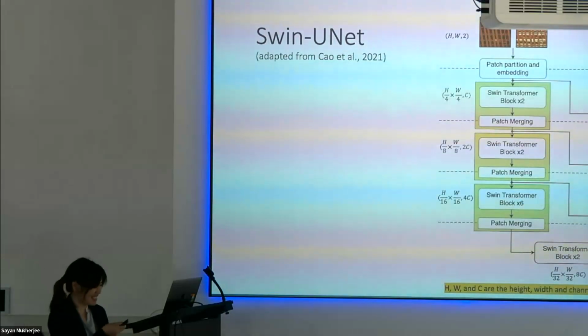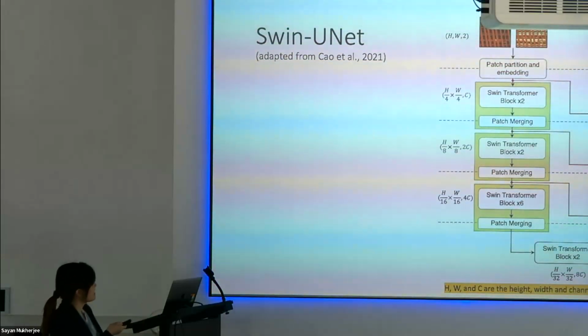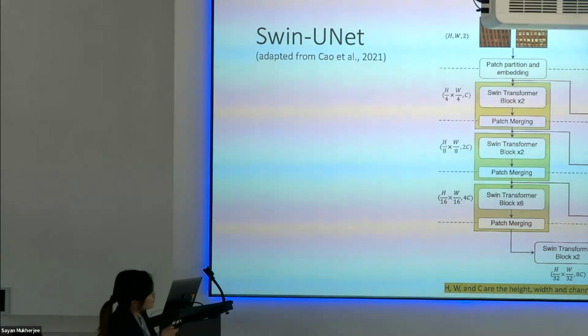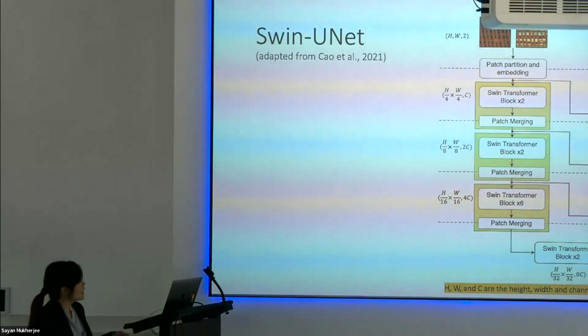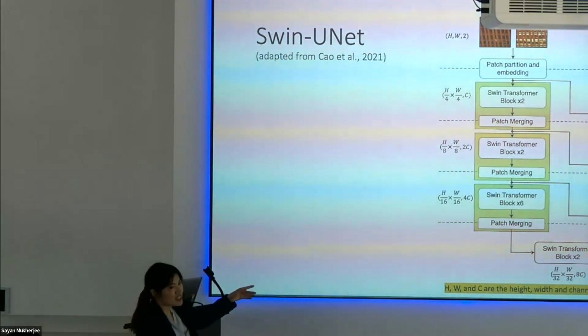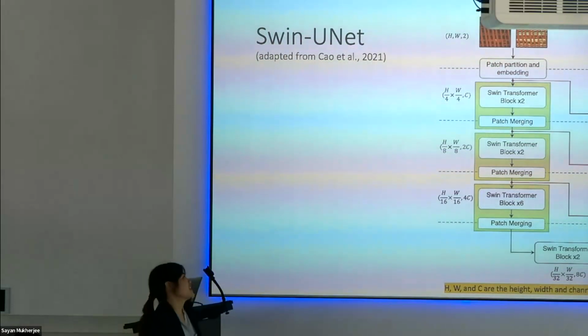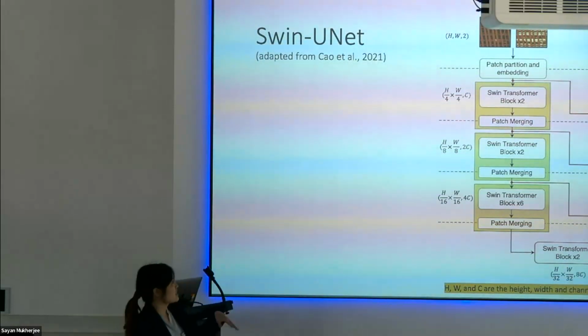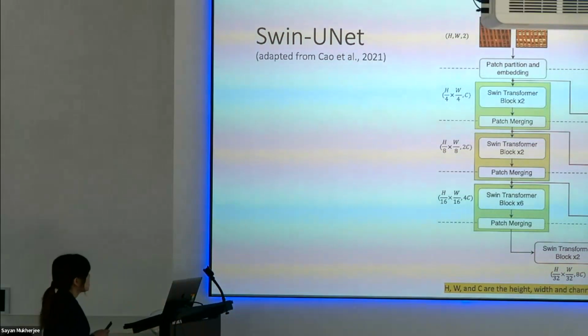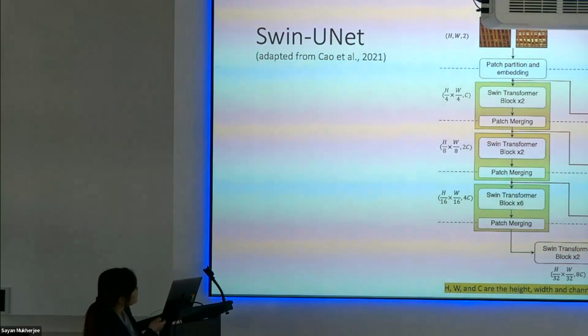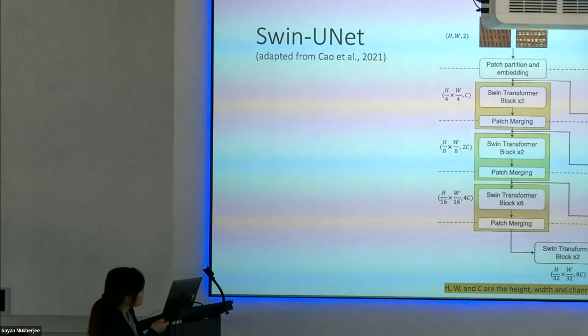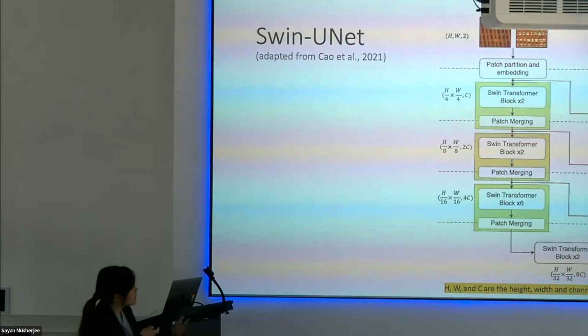So this is the entire structure of our neural network. It inherits the structure of a U-Net. So it has a U-shaped symmetric encoder-decoder structure with deep connections. The input data have 2 channels corresponding to the static image and the dynamic image. So those image data are converted to 1D tokens through this patch partition and embedding layer.